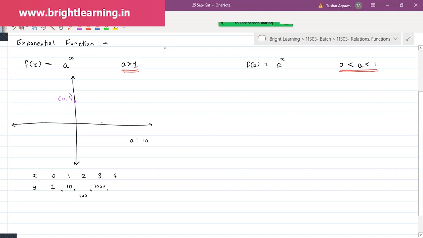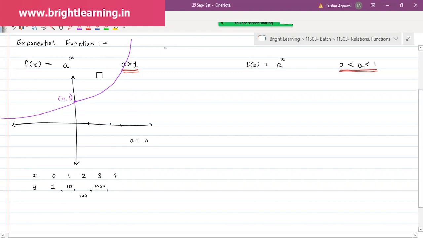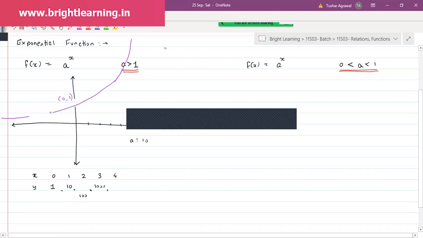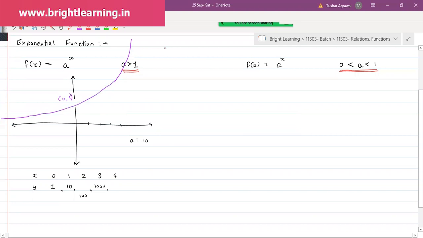So can you see that? The jump along the y-axis is increasing tremendously. So the graph is something like this. It's a smooth curve. This point is 0, 1.